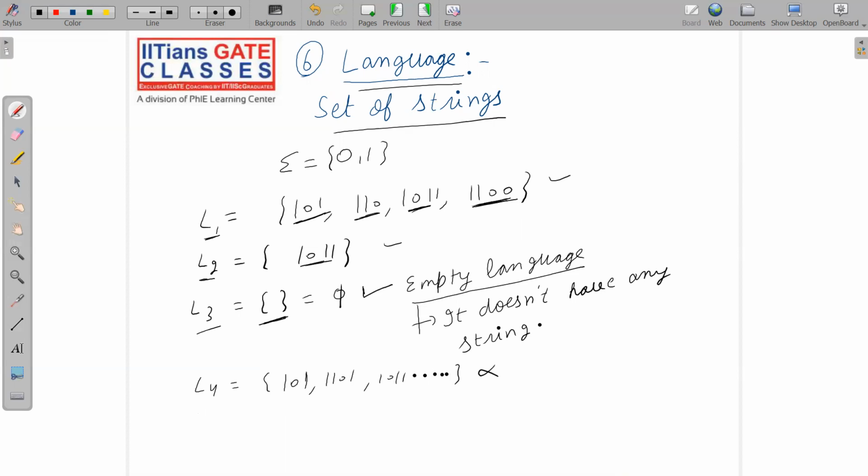So I can say L4, or you can say L5. Okay, let's take another language, L5. L5 is all those strings which start with 1.